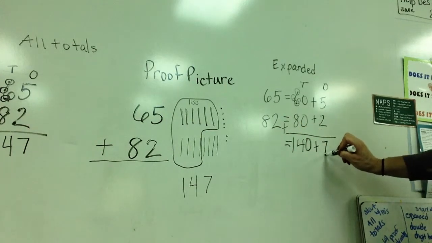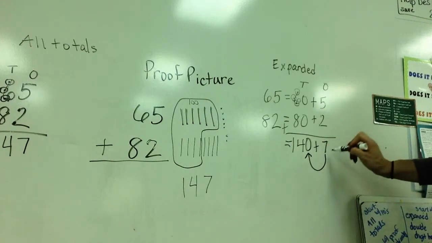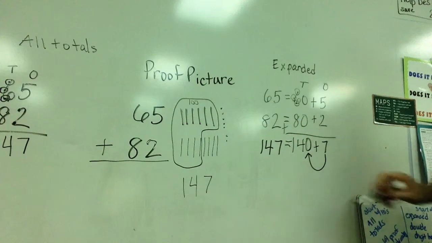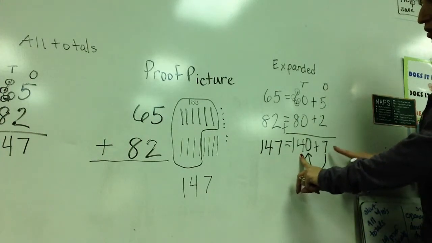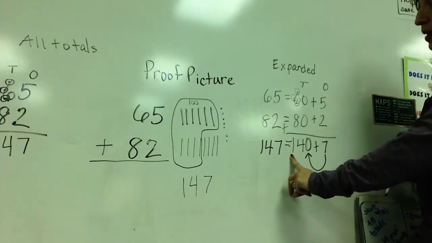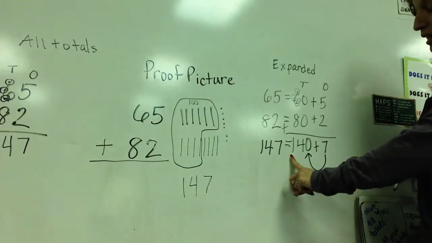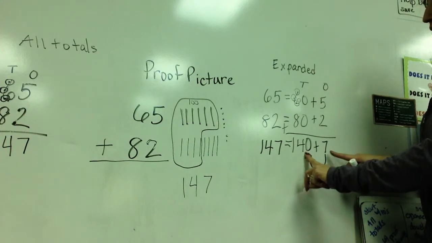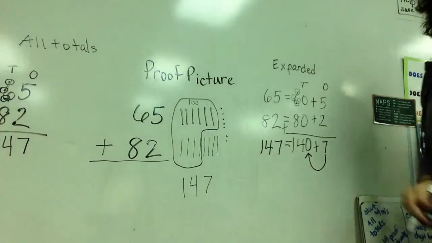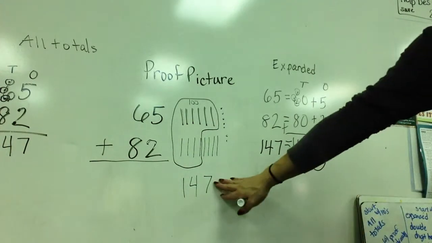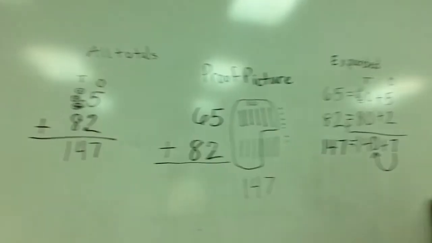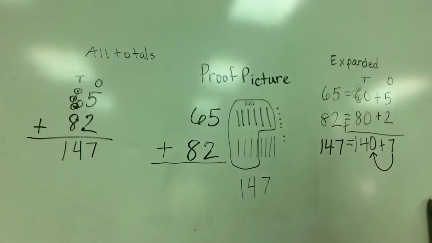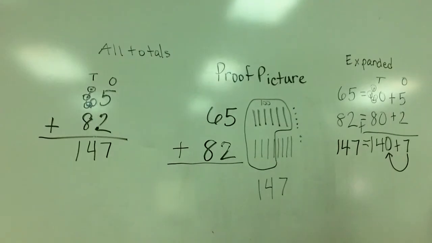I know that this is the ones and this is the one, so if I add them together, my total will be 147. Don't have to worry about my tens because there were no tens being added. Don't have to worry about my hundreds because there were no hundreds being added. They stayed the same, and I just added 0 ones plus 7 ones to make my total 147. And that matches my proof drawing, and it matches my all total strategy solution. I can show with those same strategies how I made a new 100.